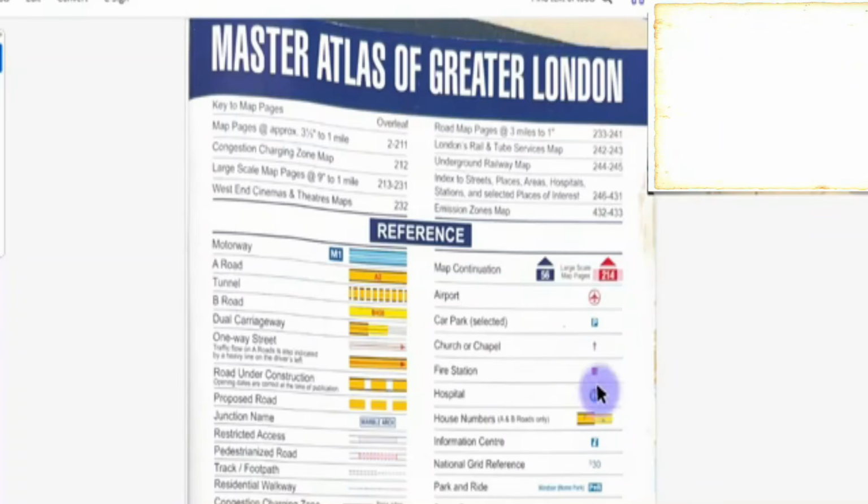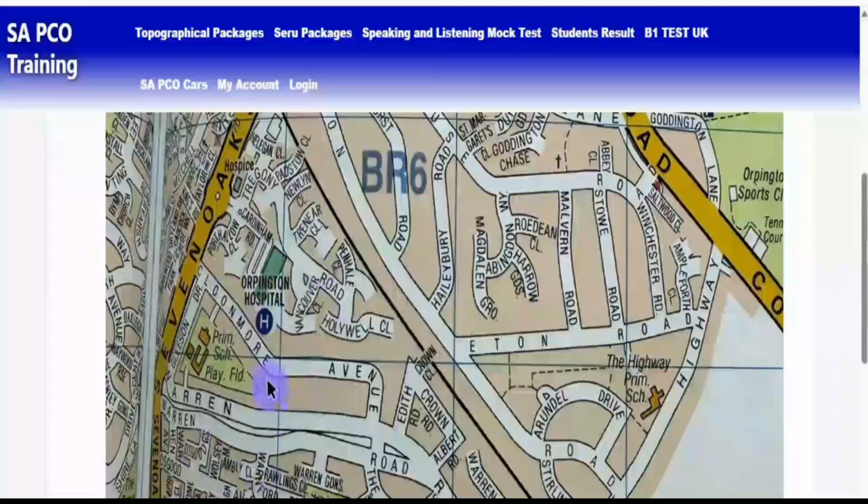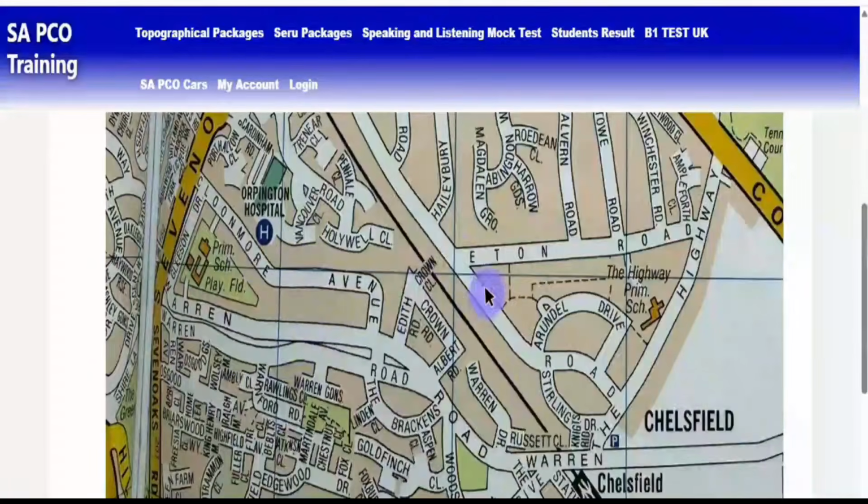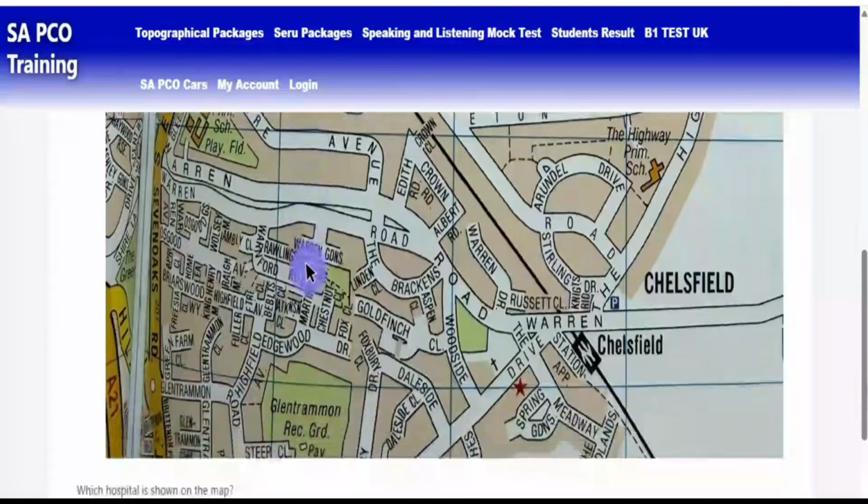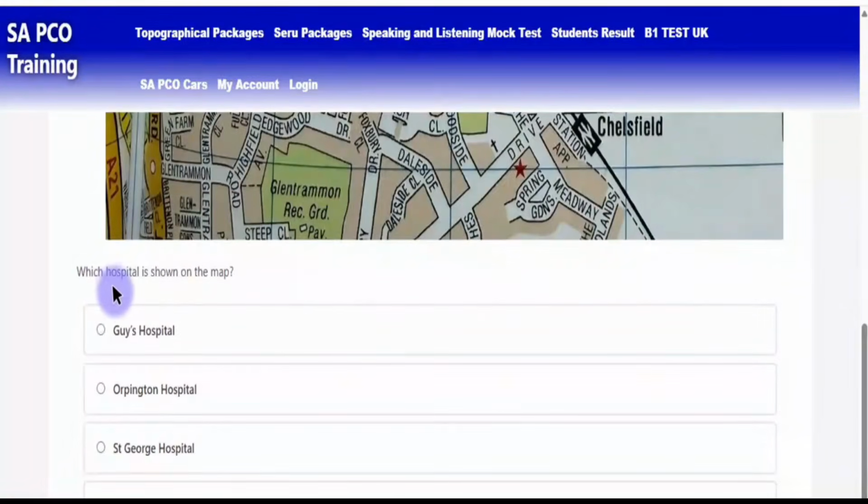This is a rectangle, a square rectangle. You will see it on the page, and they will ask the question like where you can see the fire station, or which road is near the fire station, or which hospital, wherever you see H, which hospital you can see on the page. So these kinds of questions are very simple. These pages are from the book. You just see the page and read the question: which hospital is shown on the map?